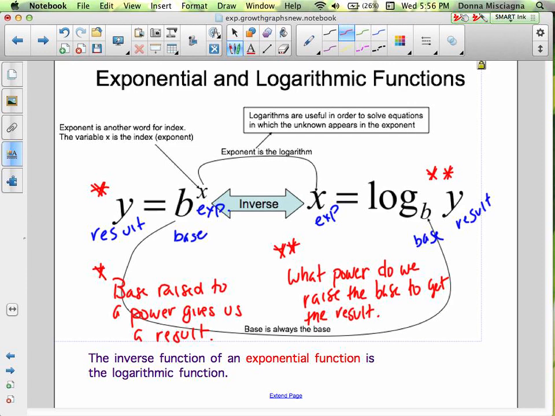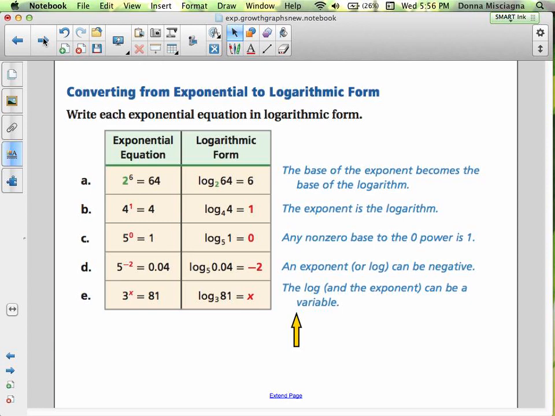So in this nearpod, we're going to just learn some basic things about logarithms. We're going to learn how to write them. We're going to learn how to evaluate and just learn a little bit about them. So first thing we're going to learn about logarithms, now that we learned what they basically mean, we're going to learn how to convert from exponential to logarithmic form.